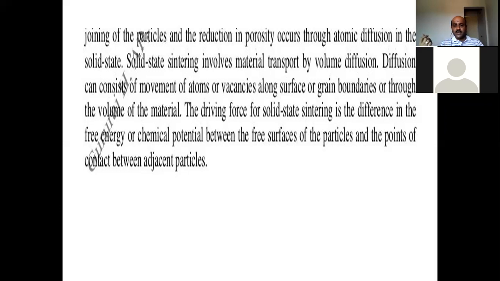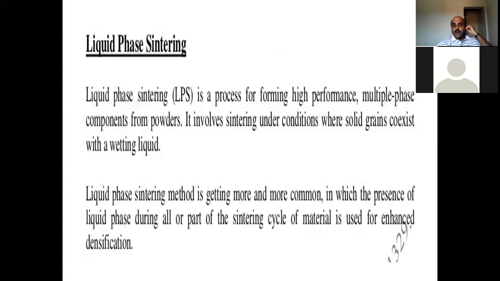The diffusion basically consists of movement of the atoms or vacancies along the surface or grain boundaries, and the driving force during this sintering is a difference in the free energy or chemical potential between the free surfaces of the particles and the points of contact between the adjacent particles. So this is how solid state sintering will generally go.